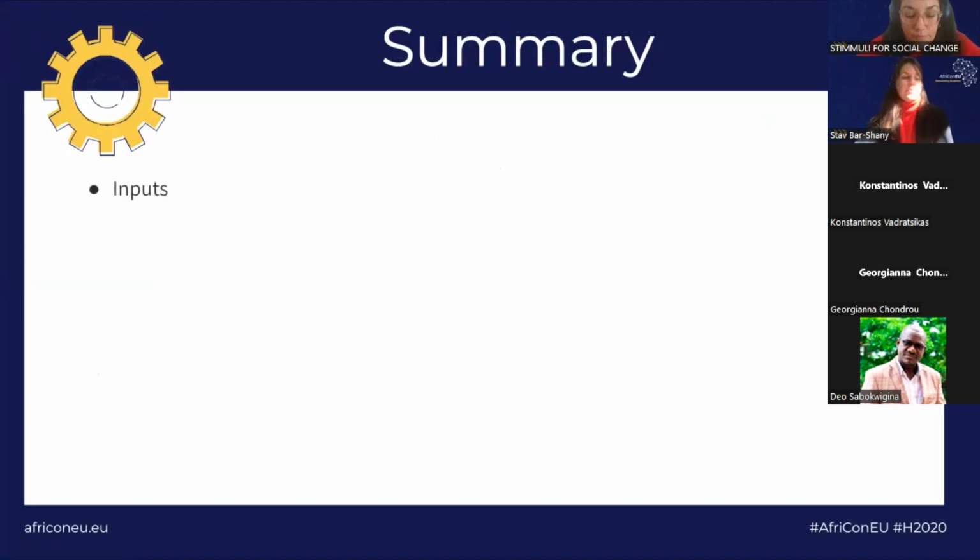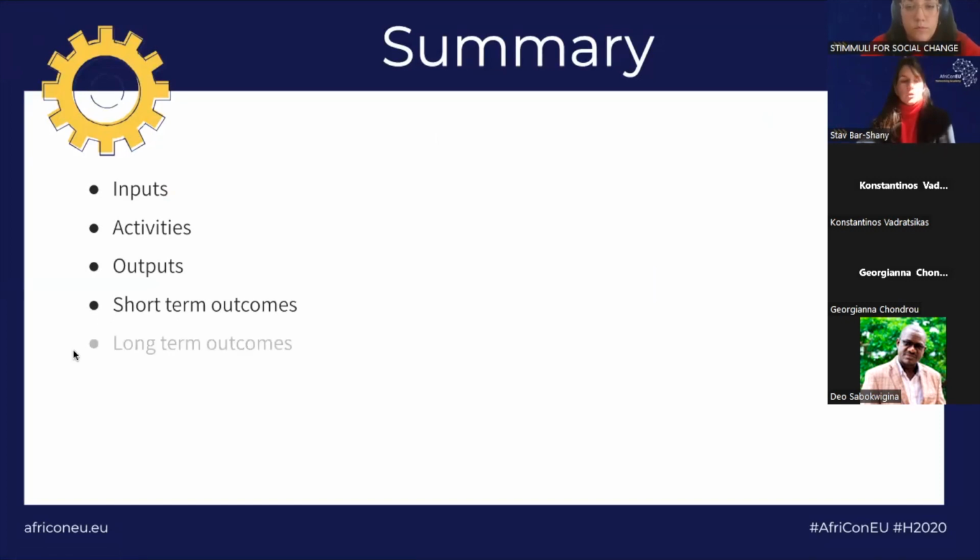We take the inputs, everything that we put in our program: money, people, resources, so on and so forth. We use those inputs to do activities for or with our beneficiaries. We create outputs, tangible things from our activities, and then we try to identify what are the short-term outcomes and the long-term outcomes we want those activities and outputs to have, and we want to contribute to an impact and scale, usually relating them to one of the SDGs.